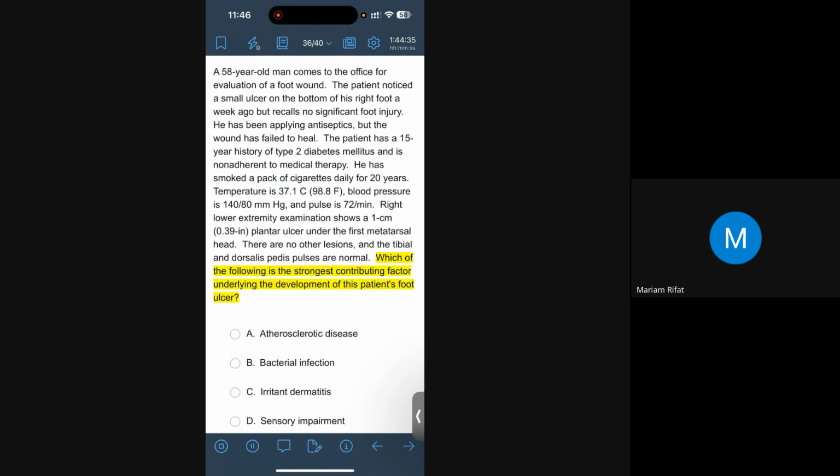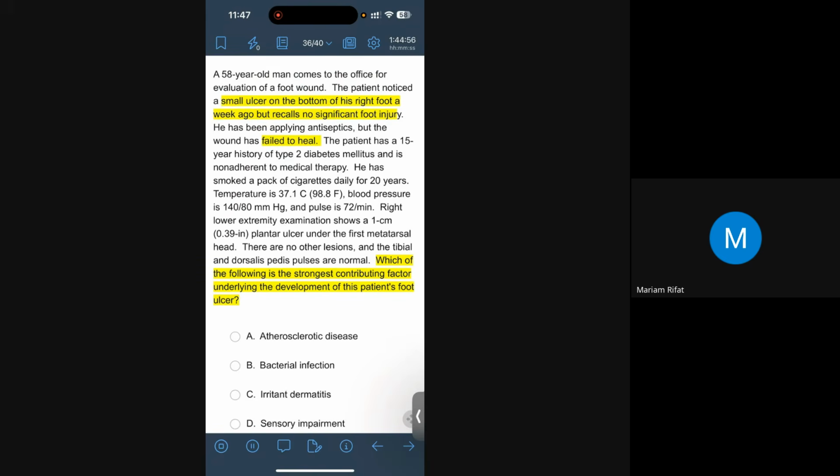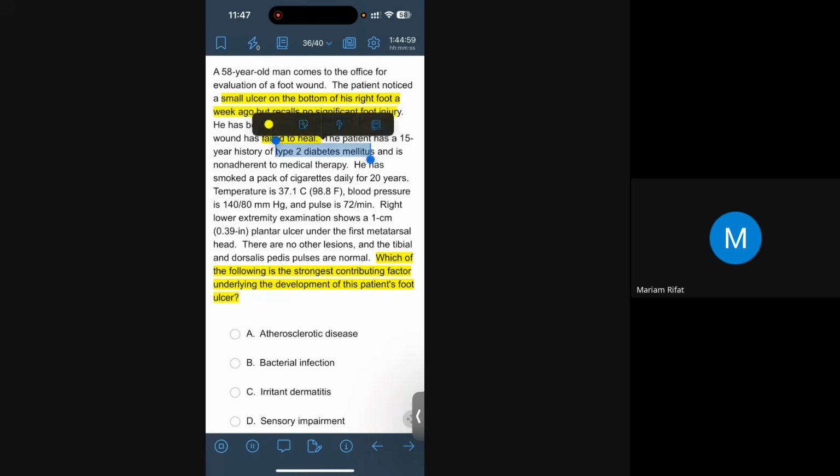A 58-year-old man, foot wound. Small ulcer on the bottom of his right foot a week ago. He's been applying antiseptics but it has failed to heal. He has a 15-year history of type 2 diabetes mellitus and is non-adherent to the medical therapy. Another risk factor, he smokes a cigarette daily for 20 years.